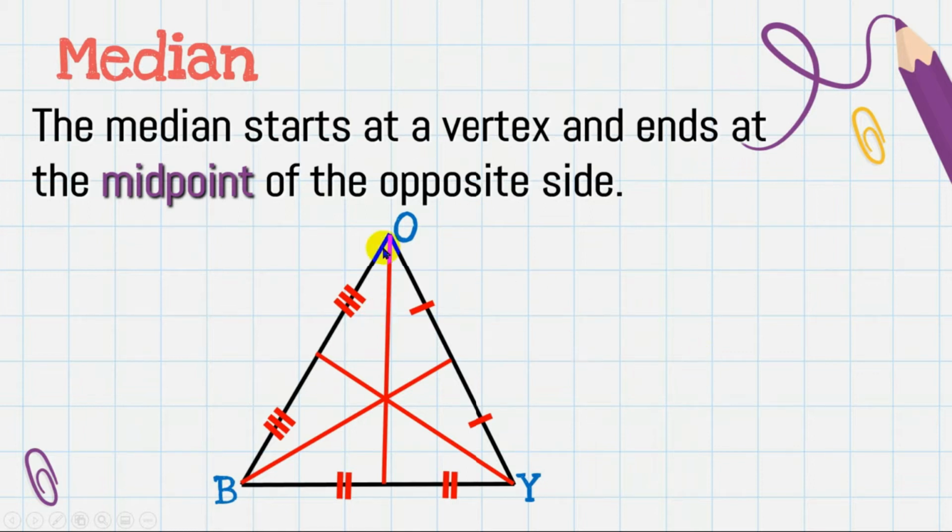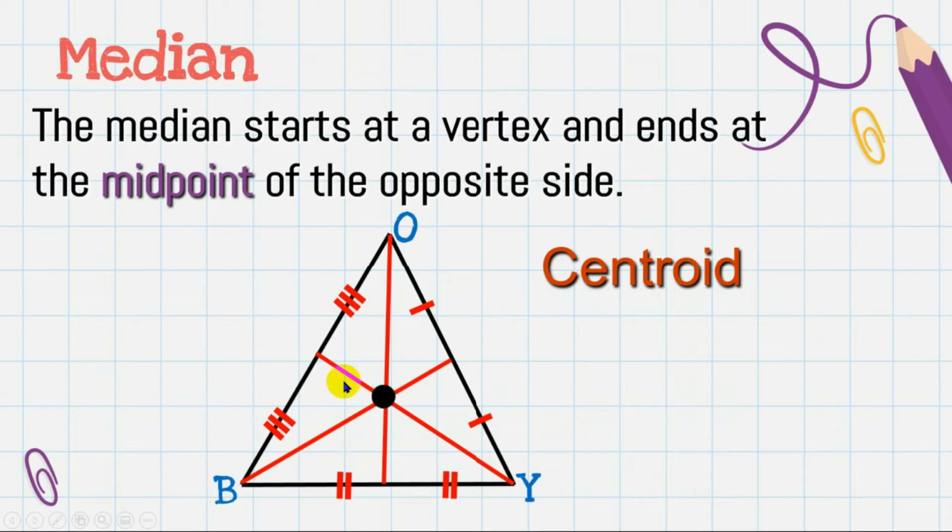So, yun nga po yung sinabi ko sa inyo. Start tayo kay point B, papunta dun sa midpoint ng opposite side niya. Nag-start kay point O, papunta dun sa midpoint sa side na opposite niya. And then, yung point Y na vertex, dun tayo nag-start mag-draw, and then papunta dun sa midpoint sa side na opposite ng vertex Y. So, meron tayo dito another part, which is the centroid.